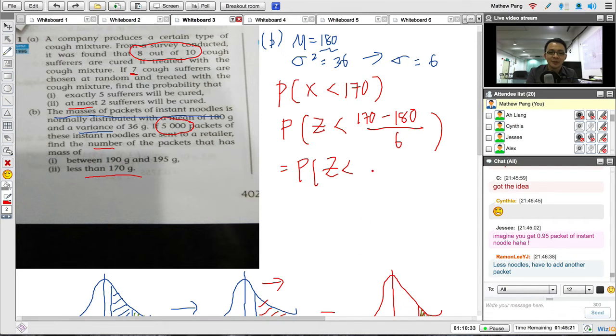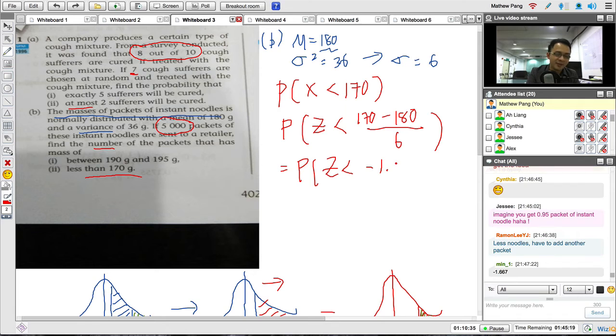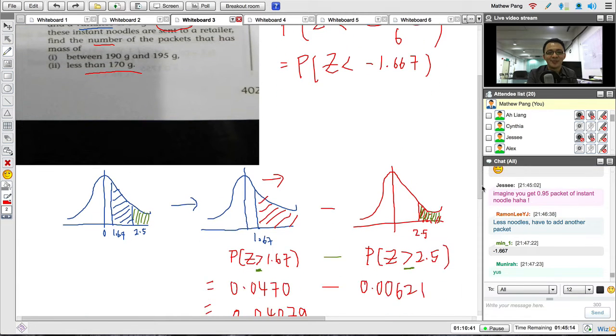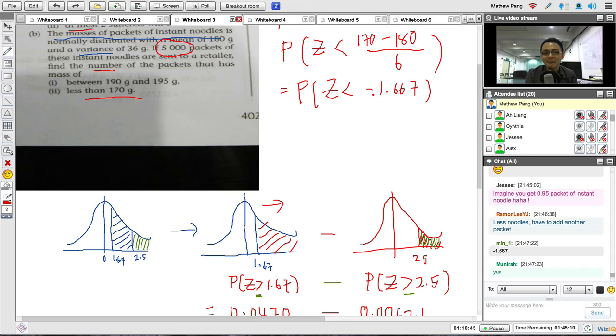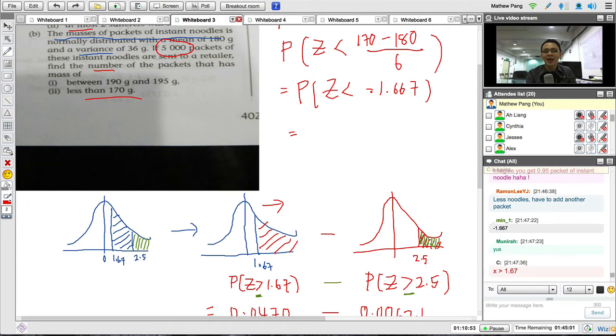Yeah, it's negative 1, let's call it 1.667. Alright, okay, this is more fun now because you got a negative value. But still remember what I said like 10 minutes ago: whenever you see the less-than and negative symbol happen at the same time, what can you do? Yes, you can change it to the bigger.